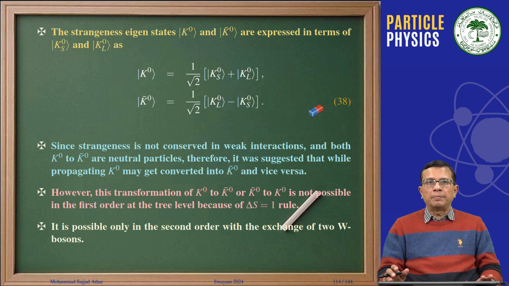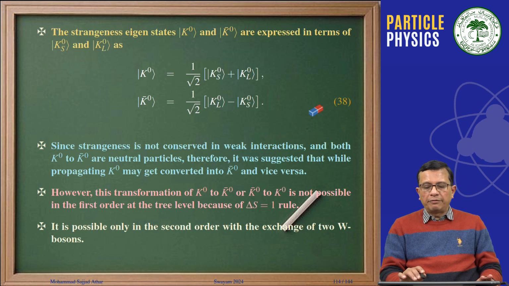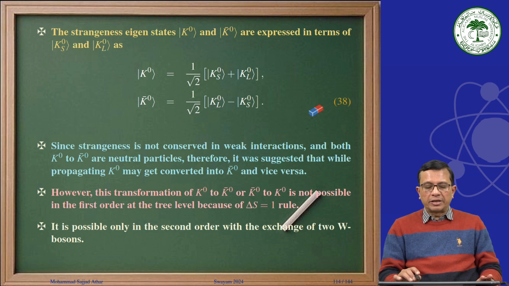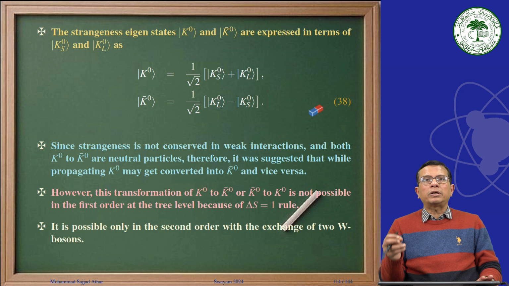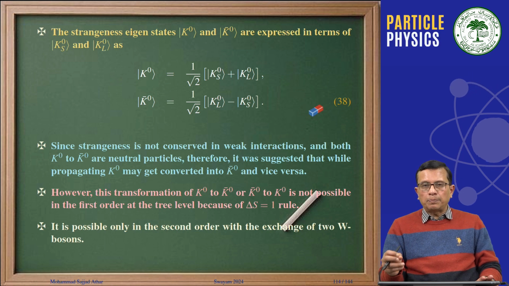We name it KS0, and therefore we write K0 and K0 bar in terms of 1 by root 2 (KS0 plus KL0) and 1 by root 2 (KL0 minus KS0). Now, since strangeness is not conserved in weak interaction, a K0 may get converted into K0 bar, but that is a strangeness change of 2 units, which is not a first order process. This is a second order process which can take place with the exchange of two W bosons.